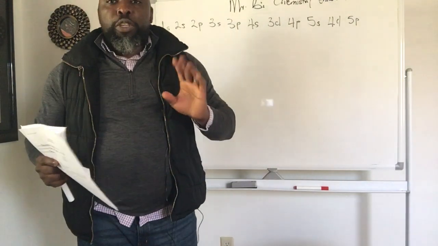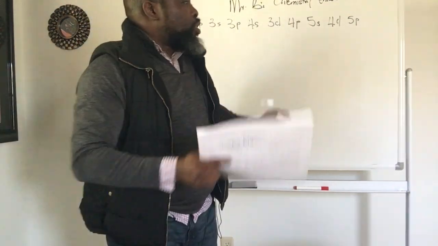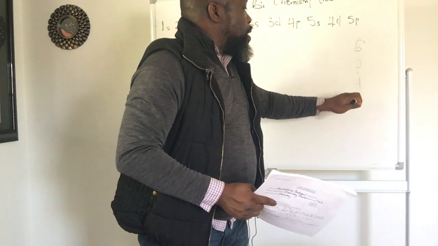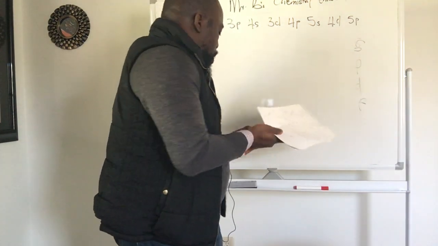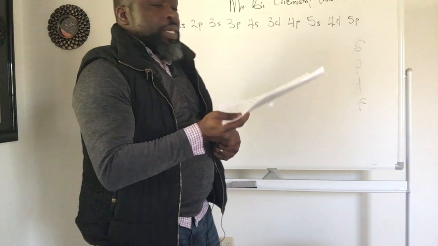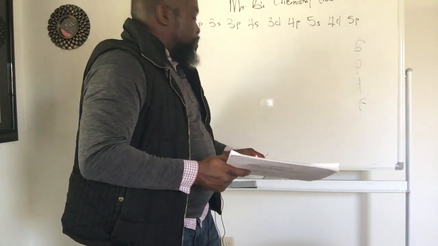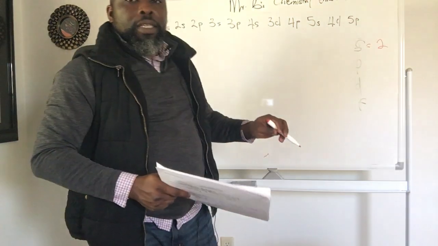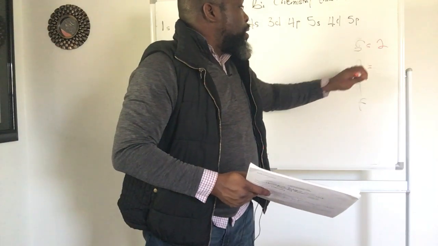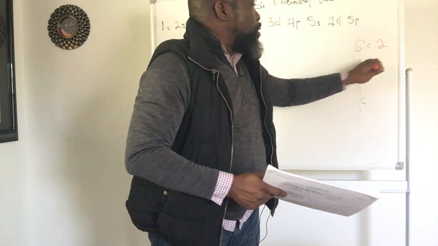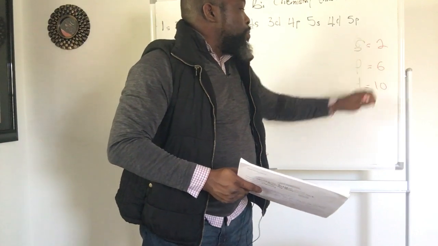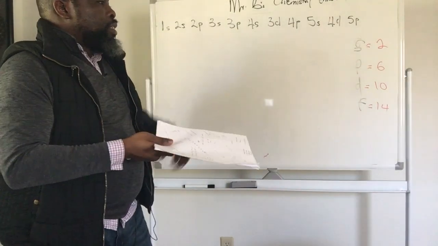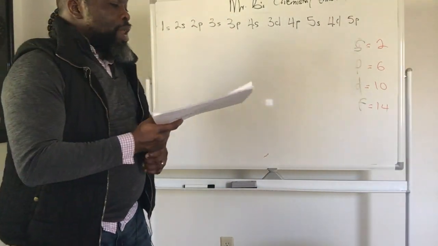We have 4 types of subshells. It's called the SPDF: S, P, D, and F. This is what we call it. S can have a maximum of 2 electrons at the orbitals. P can have a maximum of 6. D can have a maximum of 10. And F can have a maximum of 14 electrons circulating the orbitals.